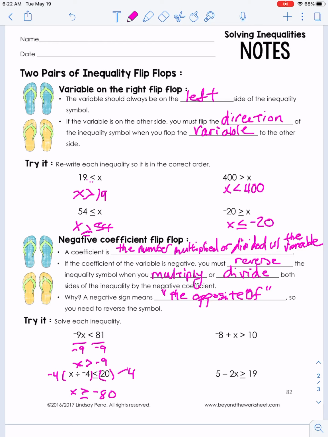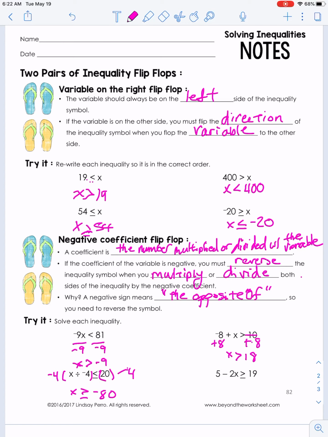Let's look at this one. So we have x minus 8. So we add 8 to each side. But we do not have to flip the sign for this one because you are adding or subtracting. It's only for multiplication and division that we flip the sign. So we get x is greater than 18.